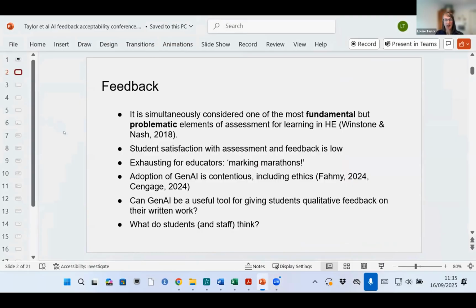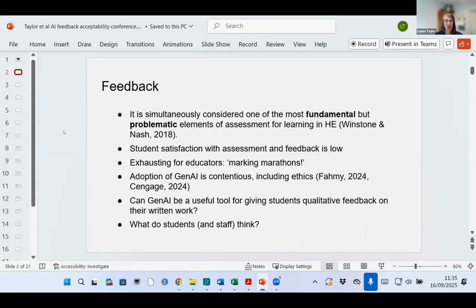So we know that feedback is fundamental to student learning, as we've been hearing this morning, but it's also one of the most problematic elements. Student satisfaction with it on things like NSS scores is typically low. It's also quite an exhausting part of the role for educators. We talk about marking marathons, where we have hundreds of scripts that we're marking day in and day out. So there are challenges both for educators and students in providing and receiving good quality feedback that's actually going to support students to improve their learning.